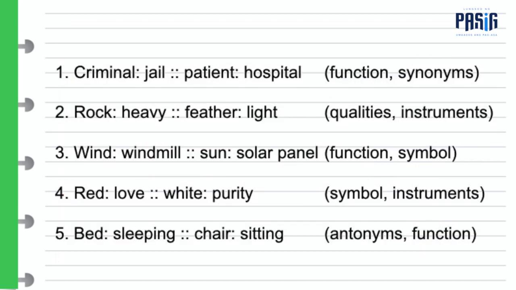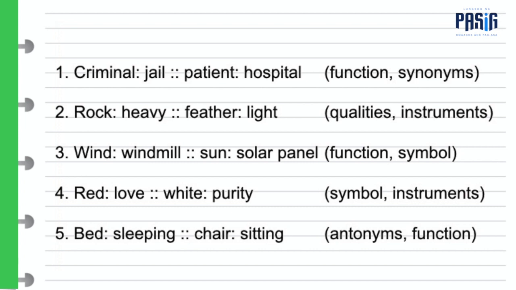Number 1. Criminal is to jail as patient is to hospital. Is the relationship a function or synonyms? Number 2. Rock is to heavy as feather is to light. Is the relationship qualities or instrument? Number 3. Wind is to windmill as sun is to solar panel. Is the relationship function or symbol?